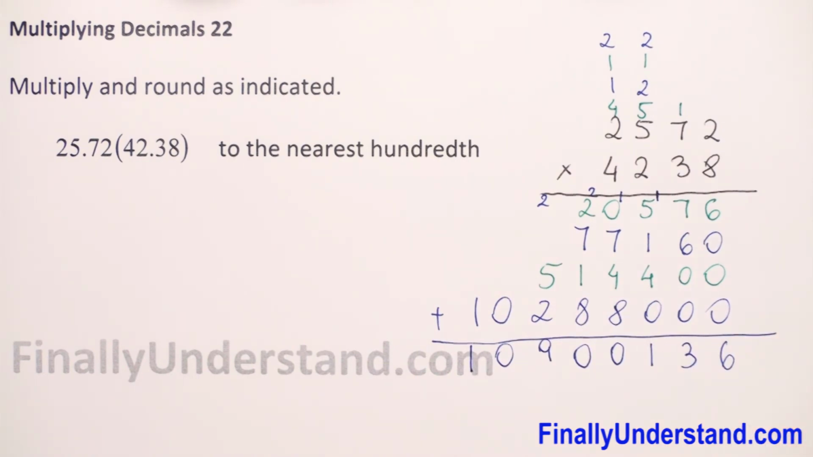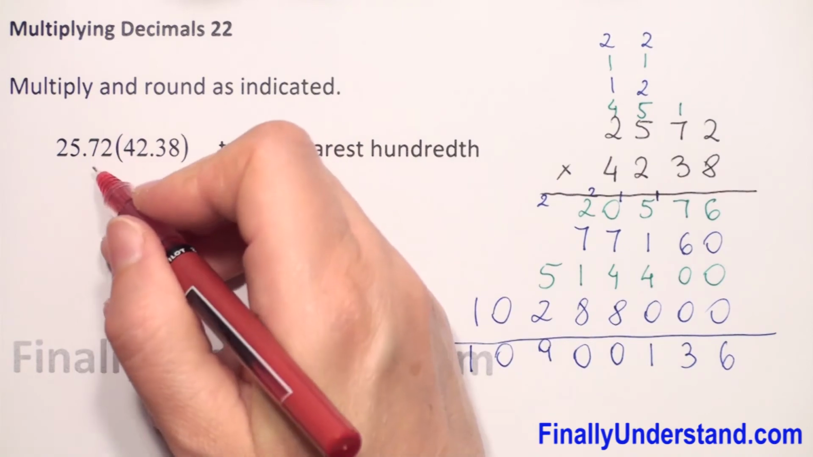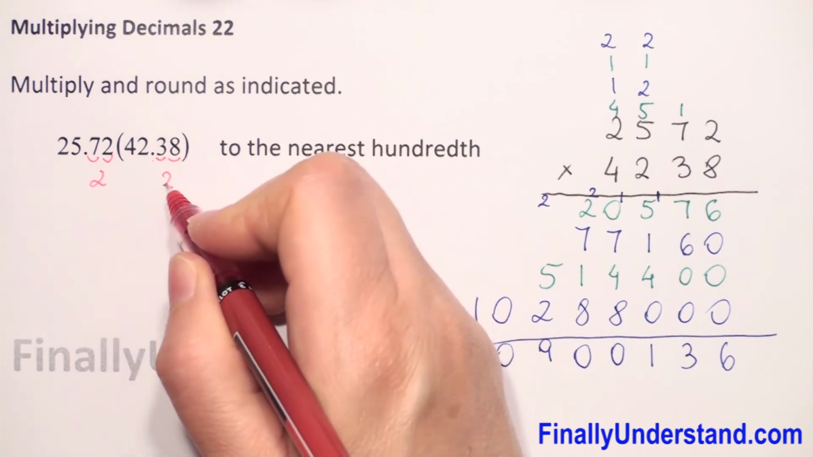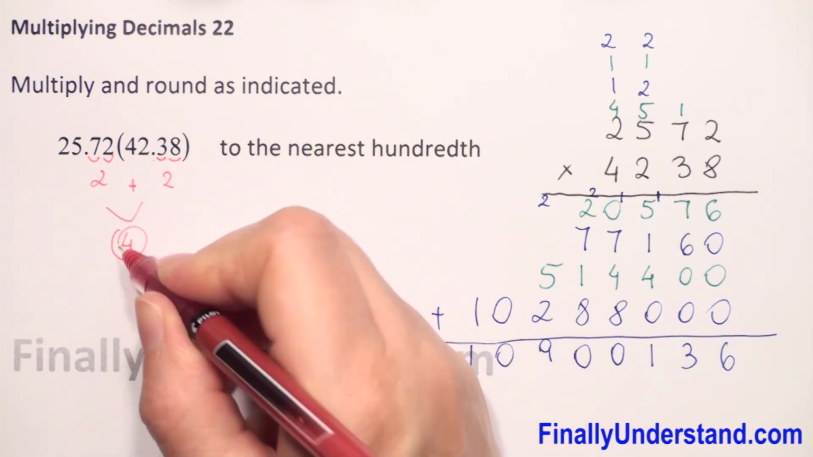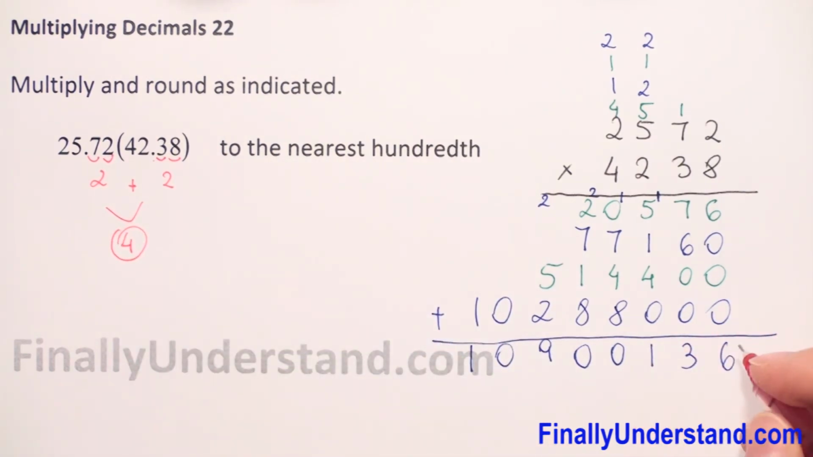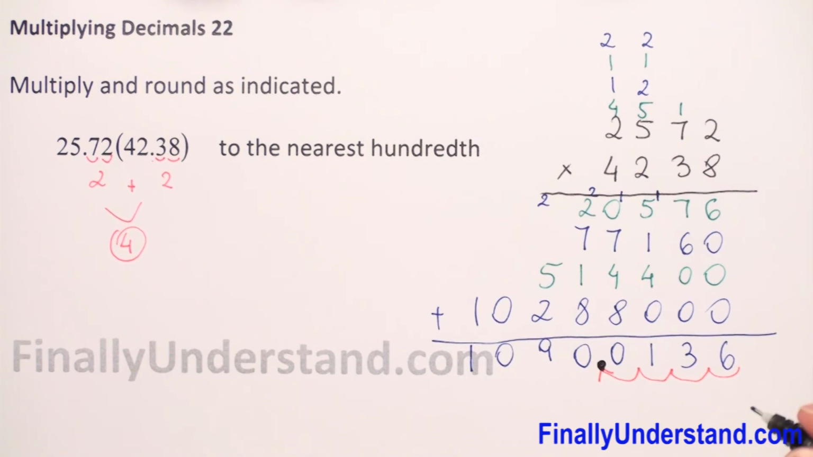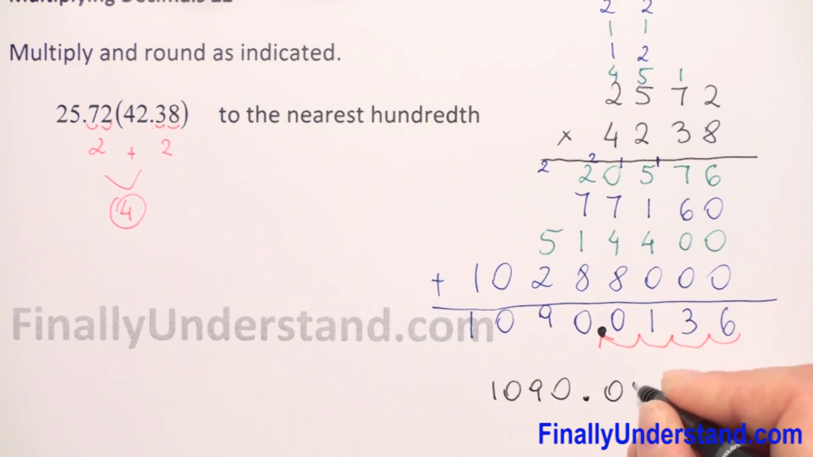And next we have to count decimal places in the first decimal number and in the second. So we have to count digits after the decimal point. We have 2 and we have 2 digits after the decimal point, so 2 plus 2 gives 4, so we need to have 4 decimal places in our solution. We count from the right to the left, so 1, 2, 3, 4. The decimal point will be between these two zeros. So let me rewrite our product.